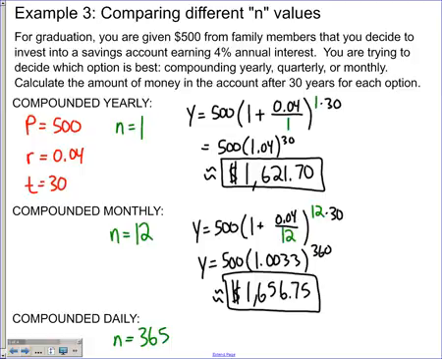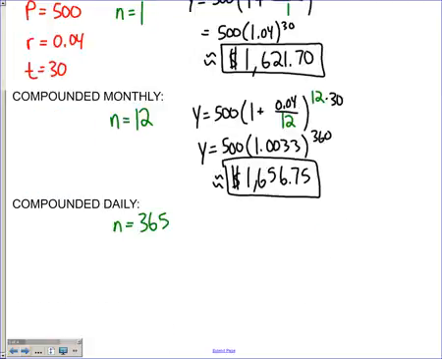So take the time, pause the video, practice typing that in. It's really important that you know how to do the order of operations to get the correct answers here. And looking just from these first two answers, we've got compounded yearly is 1621, compounded monthly is 1656. So a little bit bigger. If you think that trend would continue, since we're compounding more frequently, when we compound daily, we'd expect a number larger than 1656. So let's go ahead and see what happens here.